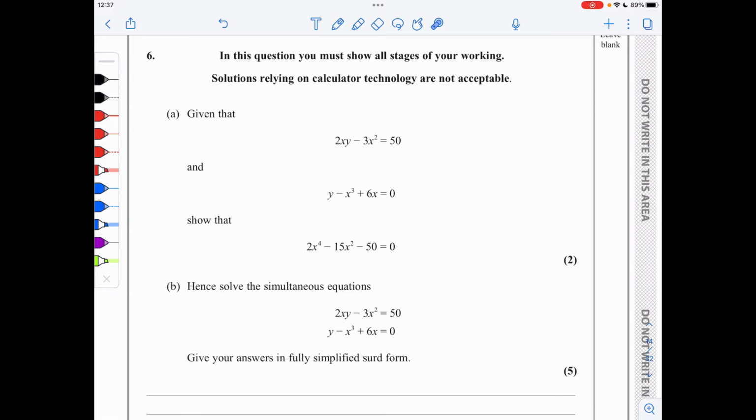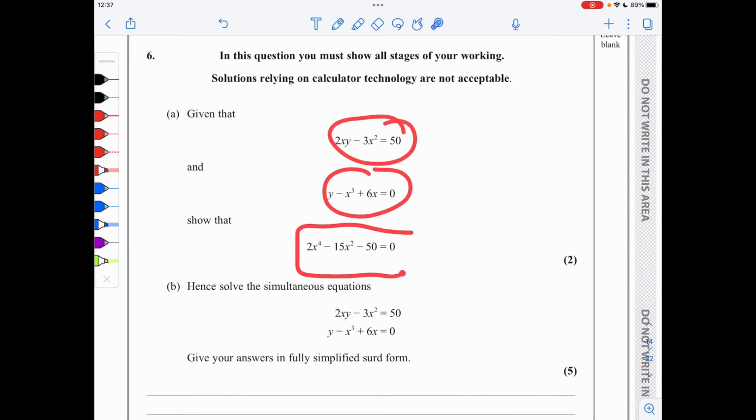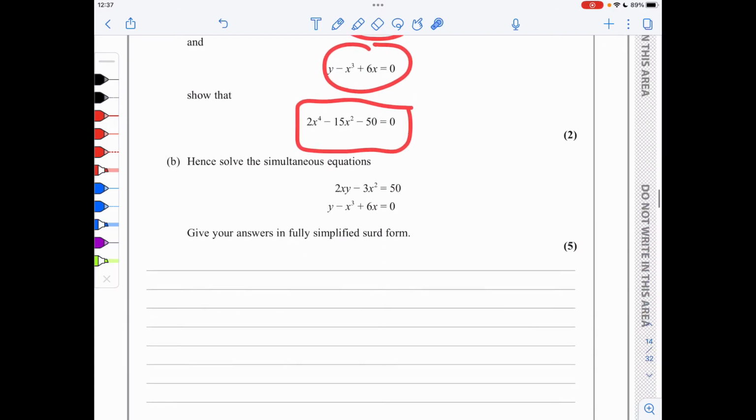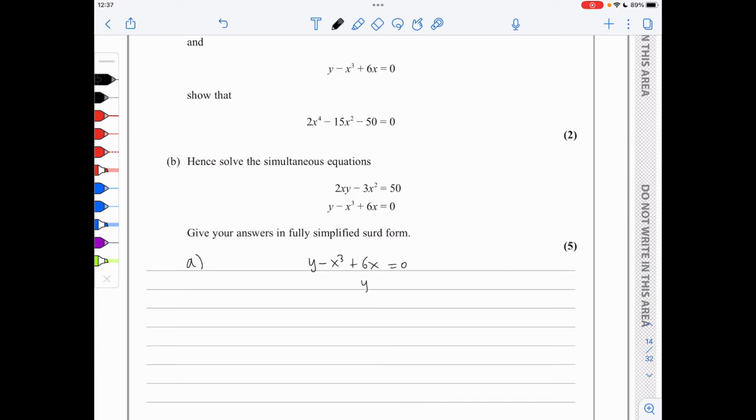Question 6, part A. Given the two equations here, we need to end up with this quadratic in x. So I start from y minus x cubed plus 6x is 0. So y is x cubed minus 6x, and I'll be substituting into 2xy minus 3x squared is 50. So this means that I've got 2x brackets x cubed minus 6x minus 3x squared is equal to 50. And we've got 2x to the power of 4 minus 12x squared minus 3x squared is 50. Collecting everything on the left-hand side leads to 2x to the power of 4 minus 15x squared minus 50 is 0 as required.